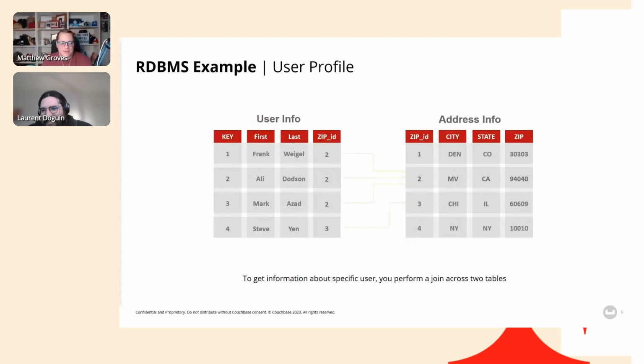All right. So here's an example of relational data modeling, of which we're all familiar. This is an example of two tables, and a user might have multiple addresses. So to get the address info for a user, you need a join. So this is your typical normalized data stored in a table.